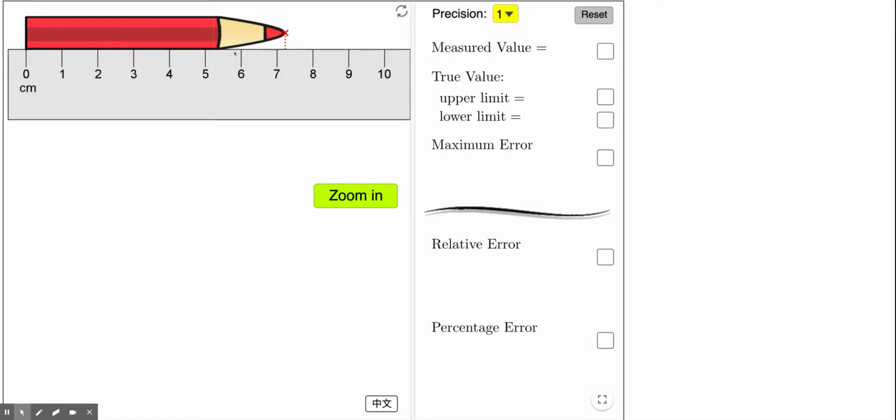So for example, for this measured value, you can see that it's almost 7. When we say precision, we have 7 cm, so that you know that it is either 7 or 8. So obviously this is 7, but why?